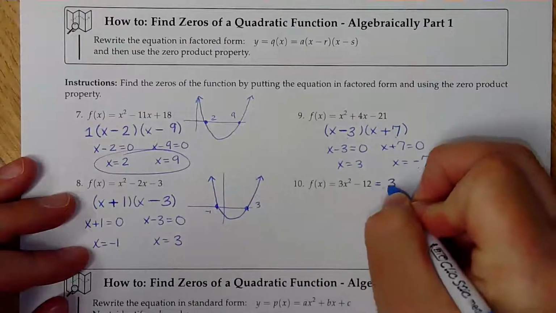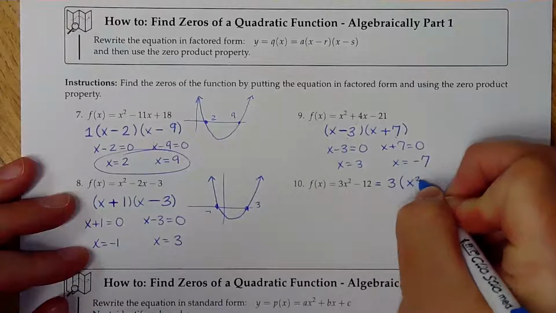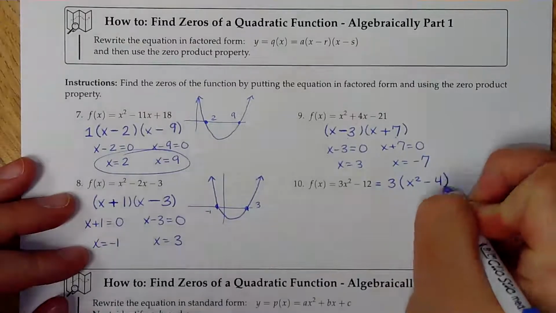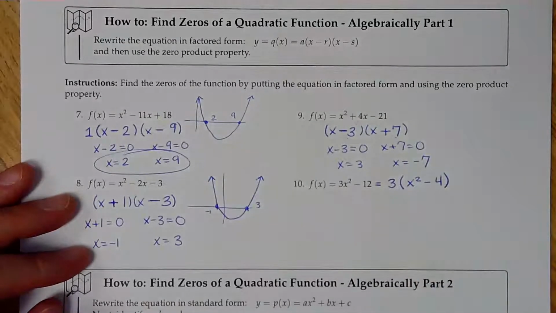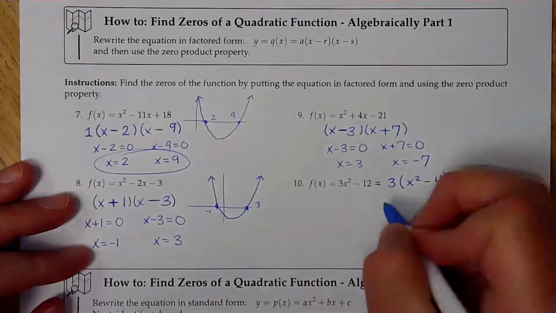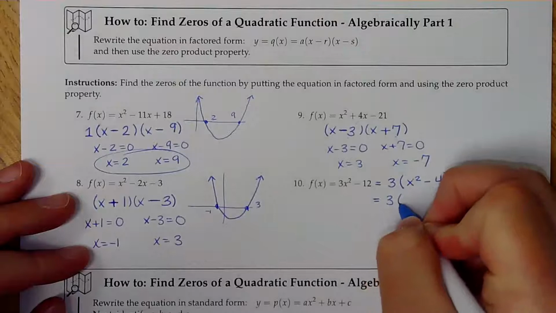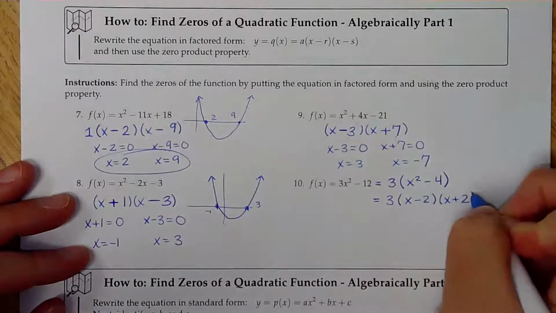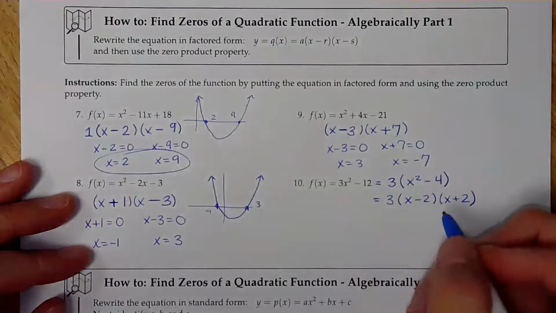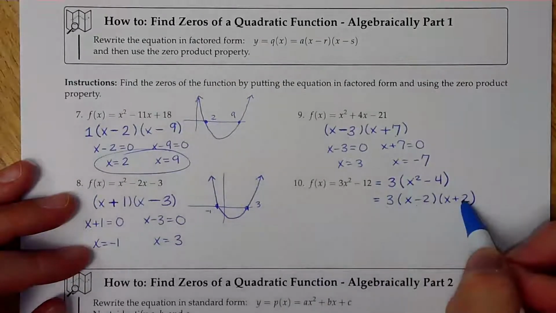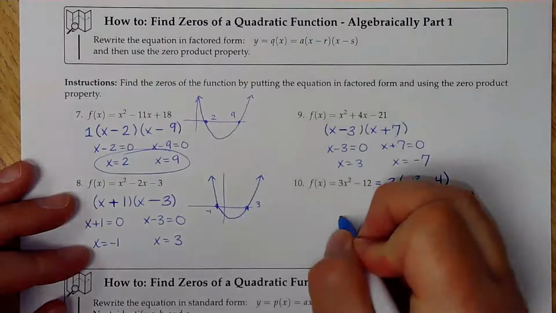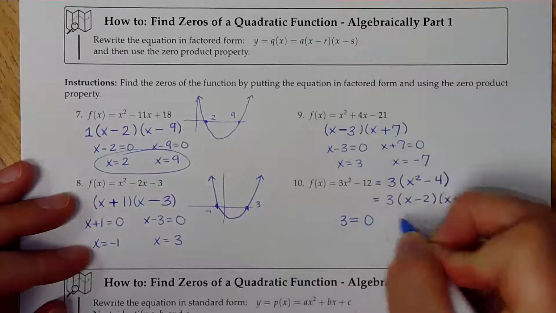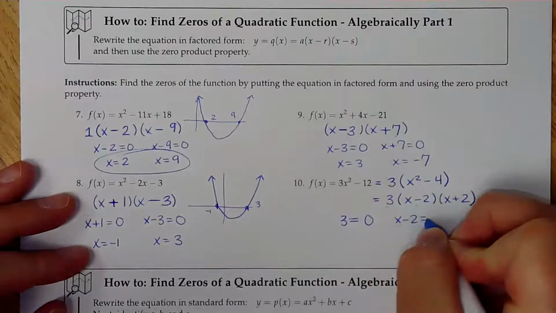So if I take the 3 out, that leaves me with an x squared minus 4. And you might remember from high school that this is a difference of squares. So this is x minus 2 and x plus 2. Okay. And now I have 3 things being multiplied that make 0. So I can set each one of these equal to 0, and then we're going to take a look at what that means exactly.